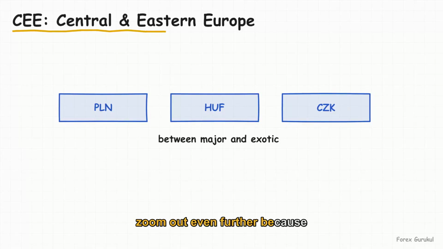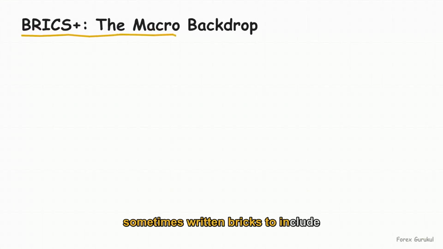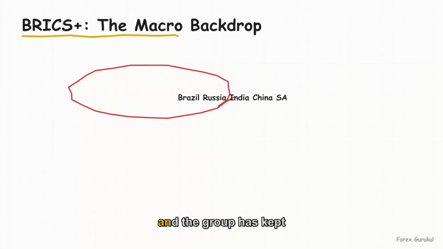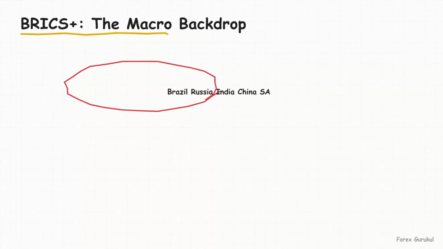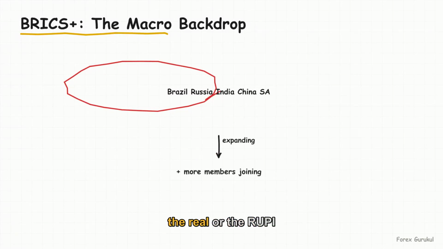Now, zoom out even further, because there is a bigger grouping that shapes how all these currencies get talked about in the news, and it is not even primarily a Forex term. BRICS, sometimes written BRICS, to include Indonesia, started as a label for major emerging economies: Brazil, Russia, India, China, South Africa, and the group has kept adding members since. It is not a currency pair category you trade directly, it is context. When this block makes a joint statement about trade or reserves, currencies like the rand, the real, or the rupee can move on the headline alone, which is exactly the kind of event risk that hits an exotic pair hardest.